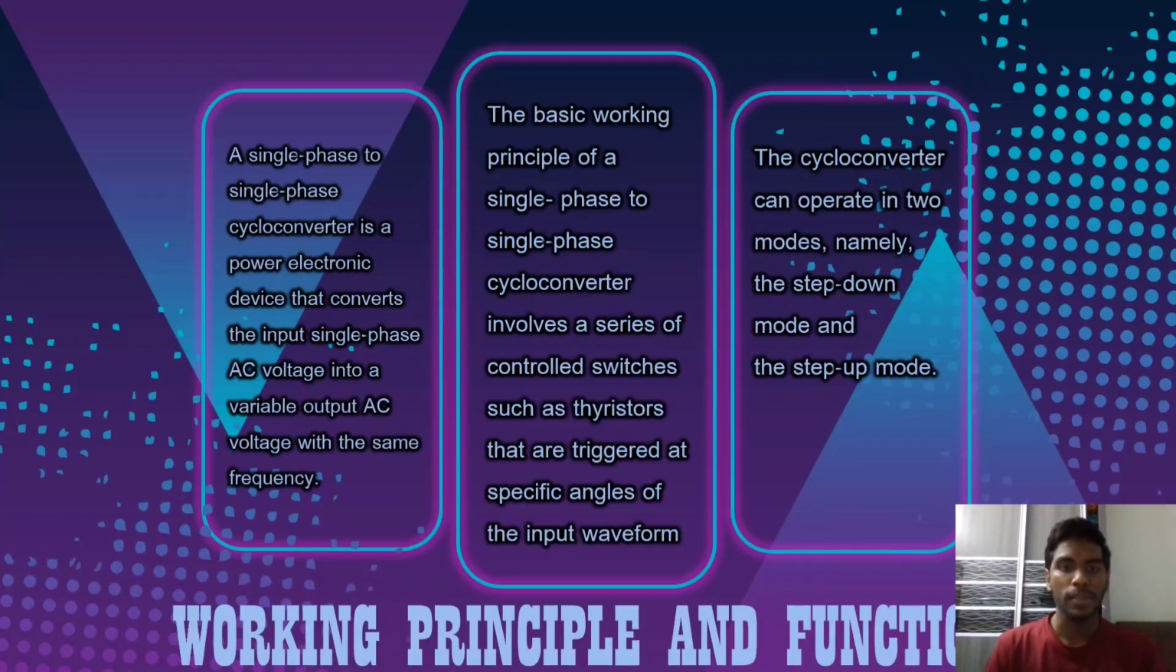Working principle and function. A single phase to single phase cycloconverter is a power electronic device that converts the input single phase AC voltage into a variable output AC voltage with a different frequency. The basic working principle involves a series of control switches such as thyristors that are triggered at specific angles of the input waveform. The cycloconverter can operate in two modes, namely the step-down mode and the step-up mode.